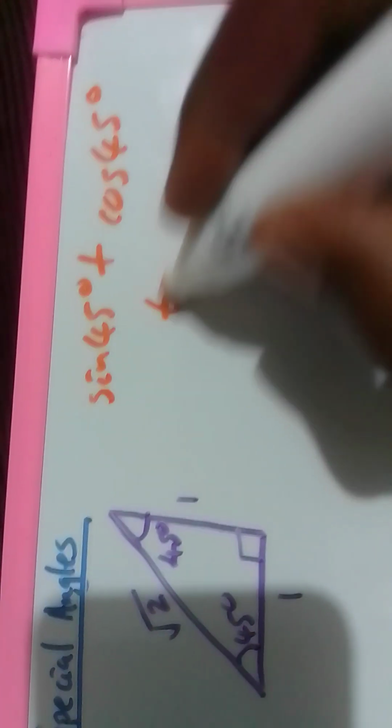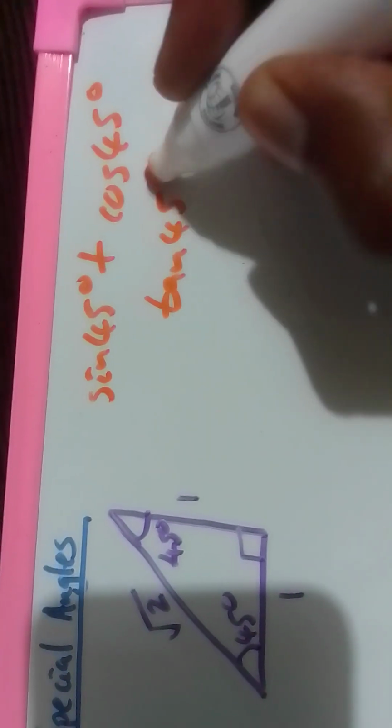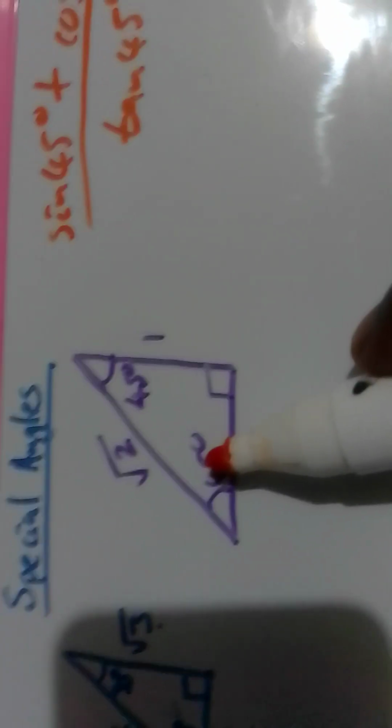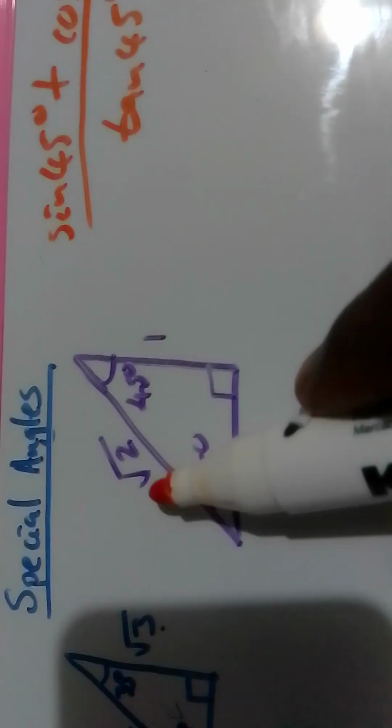All right. So the next question says sin 45 degrees plus cos 45 degrees, all over tan 45 degrees. We must solve without using a calculator. So we start with sin 45. Now we are using this isosceles triangle. This is 45 degrees, and sin implies opposite over hypotenuse. So we've got 1 over square root of 2.